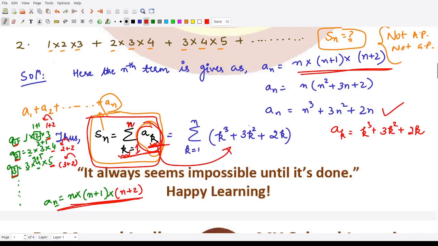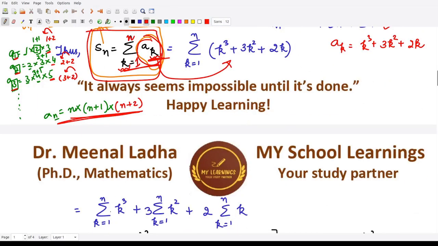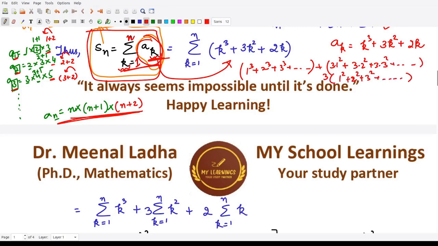And then you can separate out the summation. When you separate it out, you would have summation k cube plus 3 summation k square plus 2 summation k. Why is this so? Because the first term would be 1 cube plus 2 cube plus 3 cube and so on. The second term would be 3 into 1 square plus 3 into 2 square plus 3 into 3 square and so on, so you can take out the 3 and be left with 1 square plus 2 square plus 3 square and so on. In the last term you can similarly take out 2 and be left with 1 plus 2 plus 3 and so on. So you can write it like this.